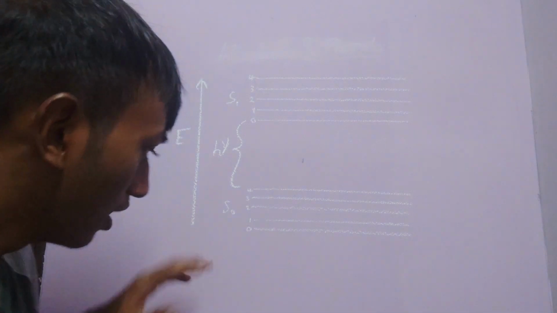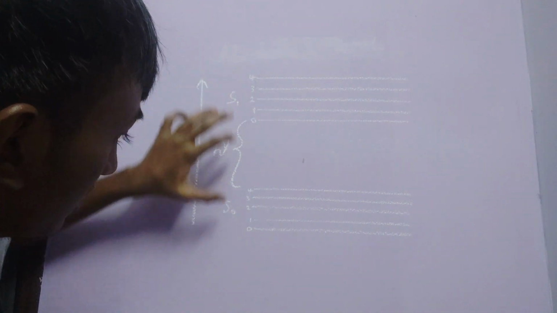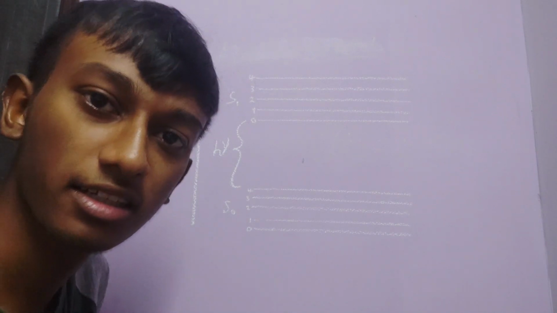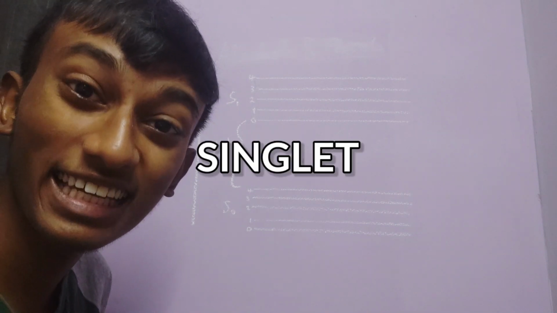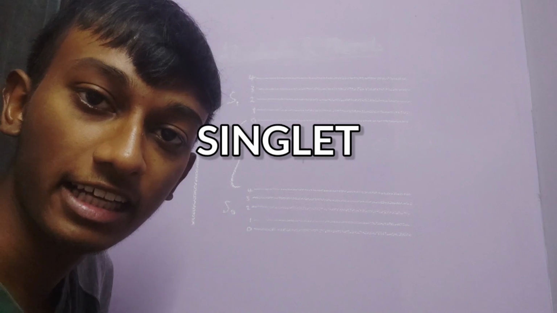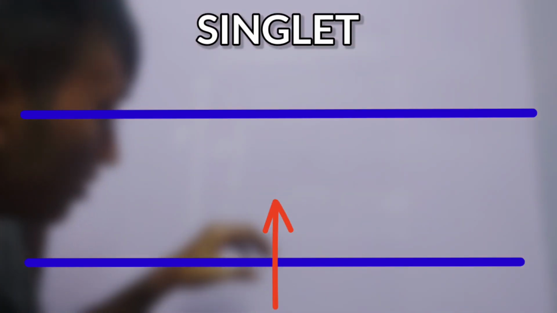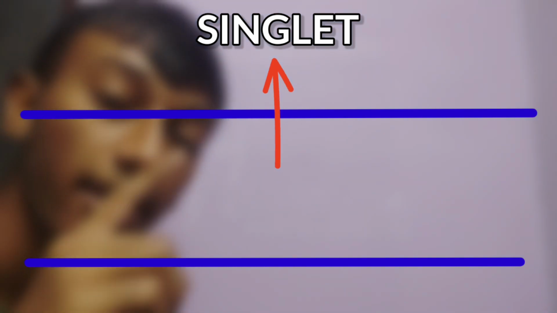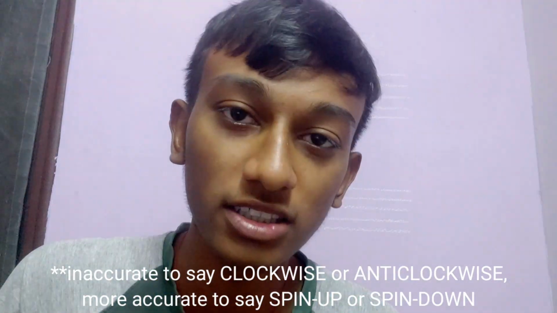Now you may ask, why are these energy states represented by S? What is the meaning of S here? S represents a singlet state. A singlet state occurs when an electron makes a transition from here to here without changing its spin. What is a spin, you may ask? It's just a characteristic property of an electron. We assign it plus half or minus half if it spins in the clockwise or the anti-clockwise direction, and so on and so forth.